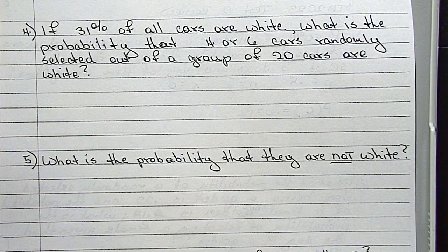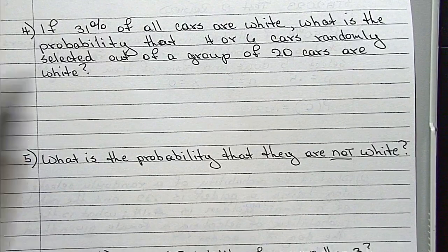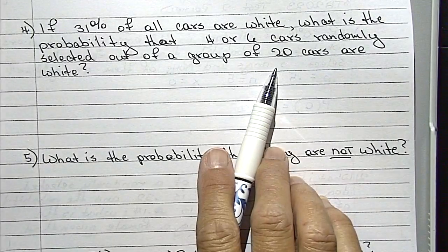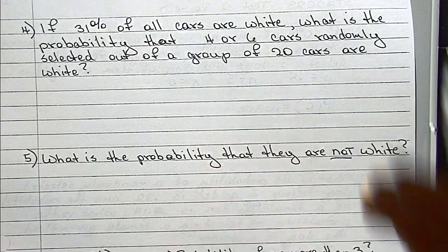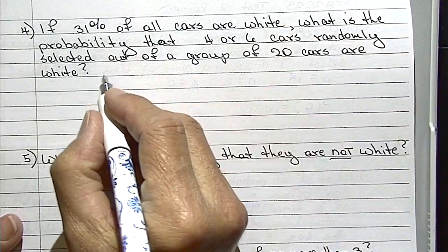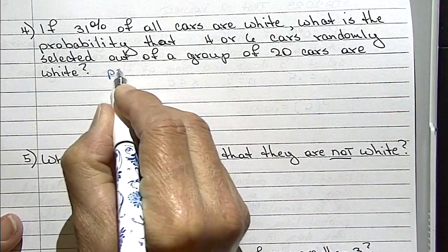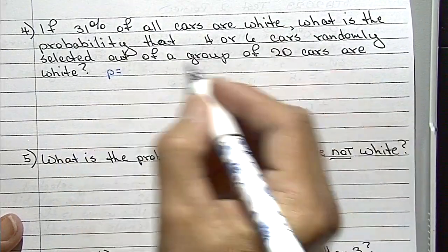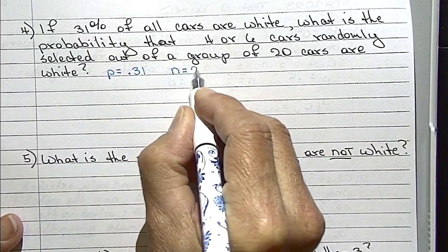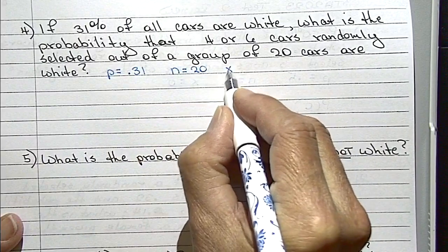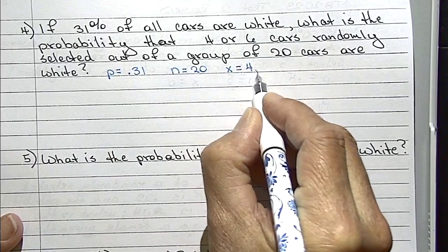So this could be a binomial problem, right? It looks like a binomial to me. We're making a selection of 20 cars, and all the cars have the same probability. They're all independent. One car being white doesn't affect whether another car is white, does it? I mean, it really doesn't. So this is a binomial problem. I say p is white cars, 0.31. n is 20, because that's my group, and x is 4 or 6.